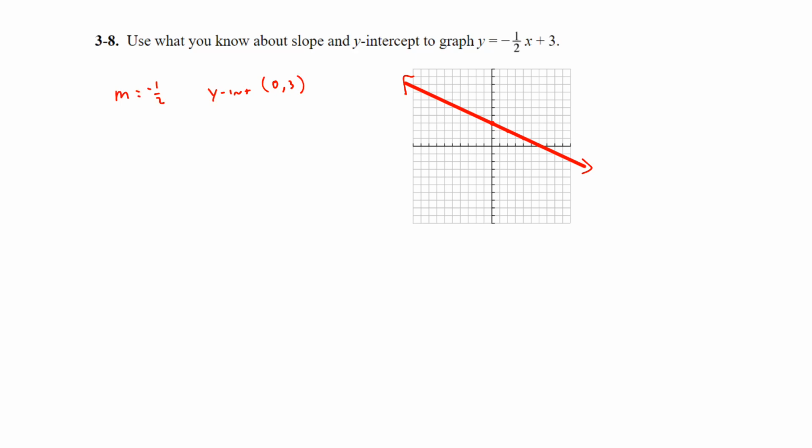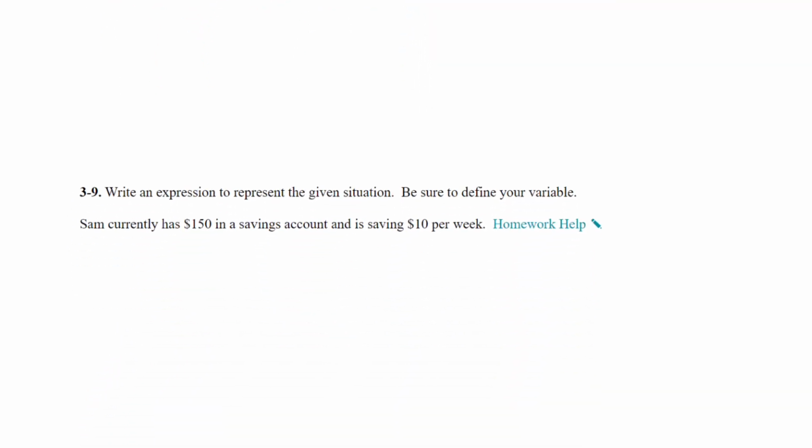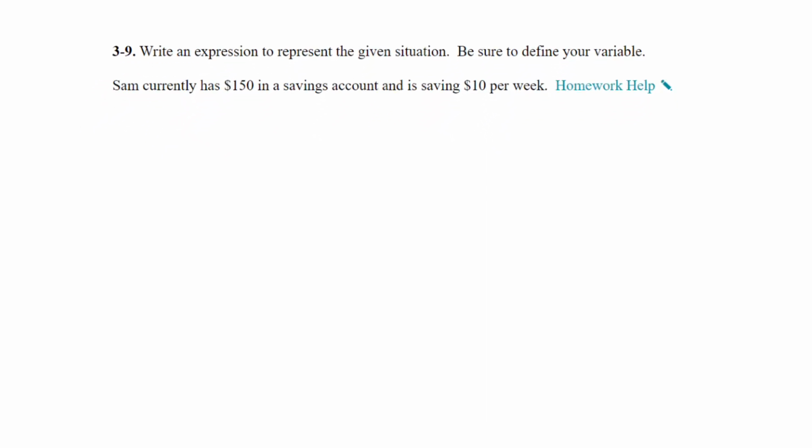Alright, we're going to move on to 3-9. Write an expression to represent the given situation. Be sure to define your variables. Sam currently has $150 in a savings account and is saving $10 per week. So we need to write an expression, not an equation, an expression, to represent the given situation. We need to define our variables. So our unknown is the number of weeks. So we will say W is equal to the number of weeks.